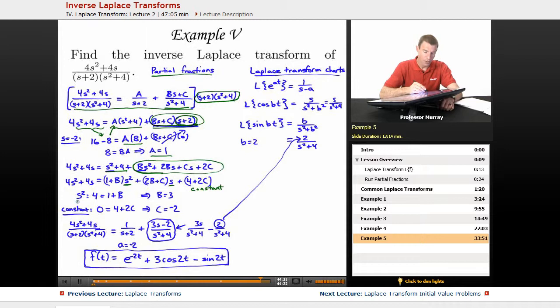So on the left, I first looked at s squared. On the left, I got a 4. That's that 4 right there. And on the right, I got 1 plus B. So that told me quickly B was 3.